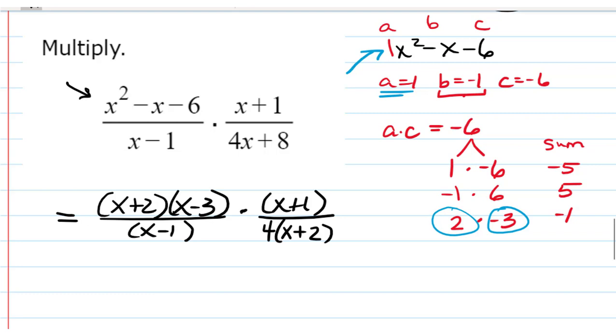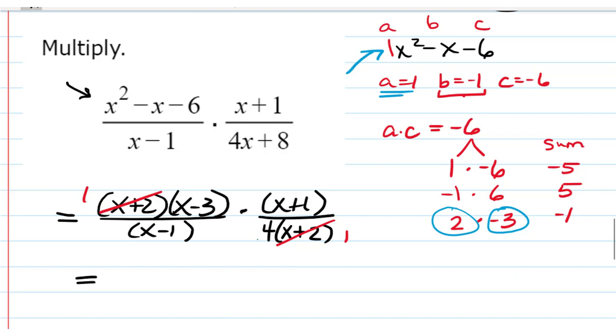Okay, so this is really the same problem. I haven't changed any values. All I did was write it in factored form. Now we would multiply straight across, but I am going to reduce as much as possible first. So for example, x plus 2 goes into x plus 2 one time. X minus 1 and x plus 1 are not the same factors, so you can't reduce them. So there's nothing we can do with those. X minus 3, there's nothing we can do with that. And the 4, there's nothing we can do with that.